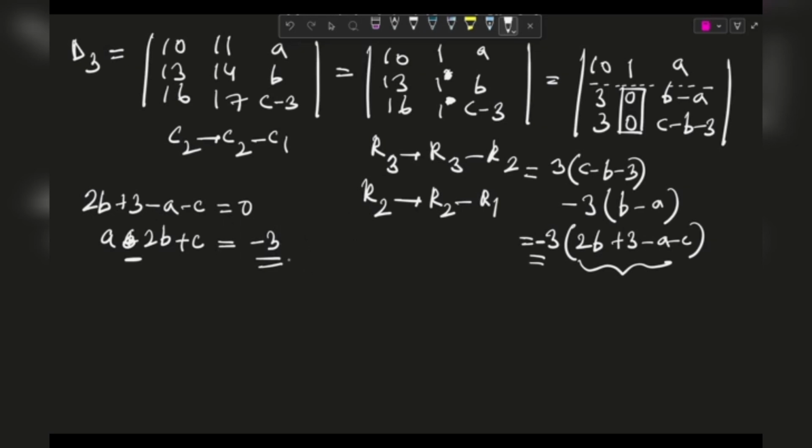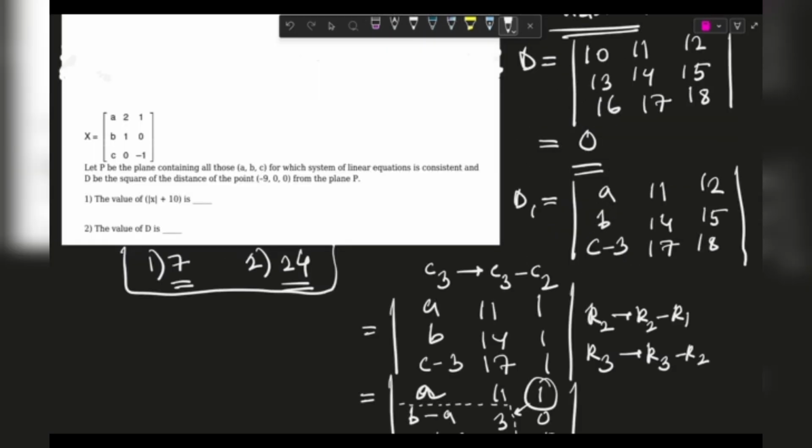So this is it. And I guess we are in a good position to now move on to the question, because almost all the parameters A, B, C and everything we have ready with us. So let's look at the question once. So basically in the first part of the question, we have a matrix, or rather a determinant. Okay, a matrix, and we have to find the determinant. This is A, B, C, 2, 1, 0 and 1, 0, minus 1.